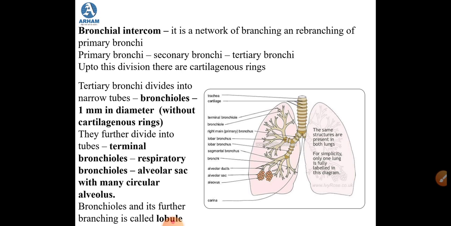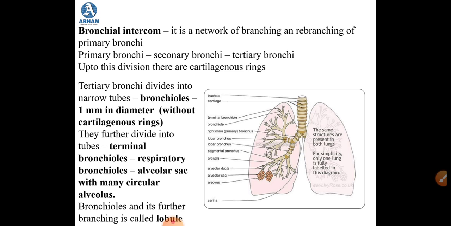Now after this, when the tertiary bronchi divide into certain narrower tubes known as bronchioles, there are no cartilaginous rings present. These bronchioles are 1 mm in diameter and are without cartilaginous rings. The bronchioles further divide into terminal bronchioles, and then these terminal bronchioles further divide into respiratory bronchioles.